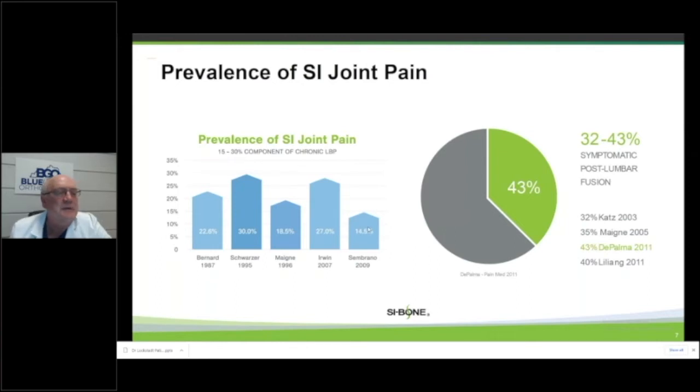How much SI joint pain is there? It's got to be at least 25% in my practice. Every fourth patient that I see has this type of pain. They have the lower back pain at nighttime. They just can't get comfortable. They can't lay on their side.